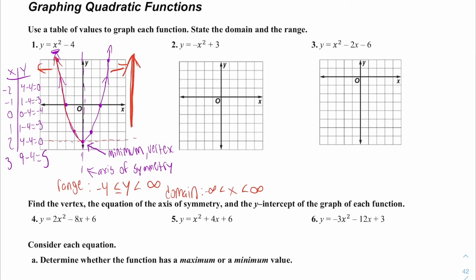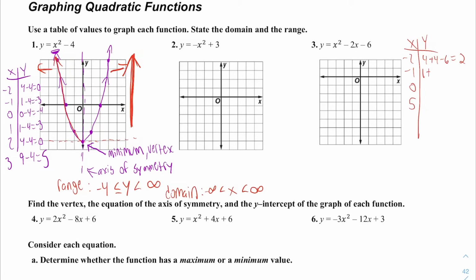I'll go to number 3, and we're going to do it with the table again. X, Y. Let's do some easy numbers. -2, -1, 0, and let's plug in like a 5, just to see what happens. Okay. -2 squared makes 4. -2 times -2 makes another 4. And we're going to subtract 6, and we get 2.